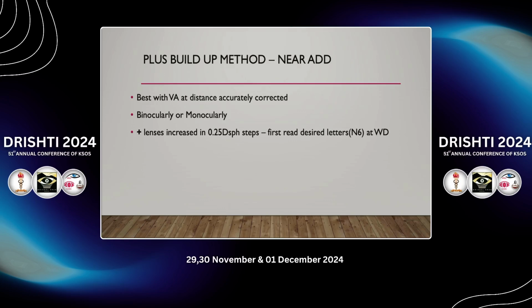Now, next is to find the near add by the plus build-up method. For this also, the best visual acuity at distance has to be accurately corrected. This can be tested either binocularly or monocularly. After the distance correction is in the frame, plus lenses are added, increased in plus 0.25 diopter spherical steps to an amount so that the patient will first read the desired letters, that is N6, at the working distance.